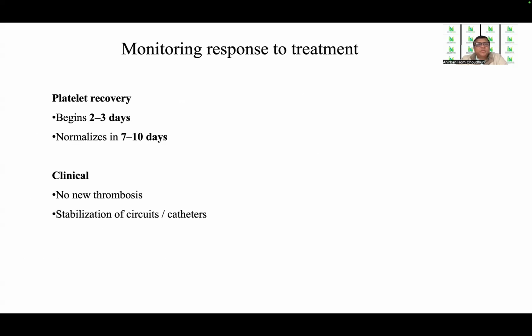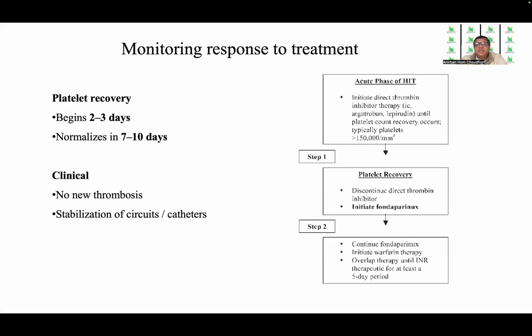How do we monitor response to treatment? We look for platelet recovery, which usually begins within 2 to 3 days and normalizes in about 7 to 10 days. Clinically, there will be no new thrombosis and there will be stabilization of the circuits and catheters. In the acute phase, if we initiated direct thrombin inhibitor therapy, we have to monitor them until platelet count recovery occurs.